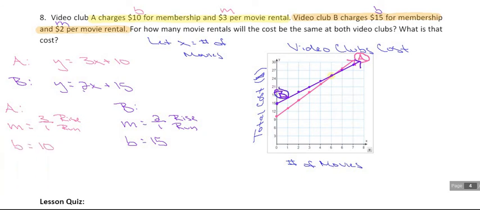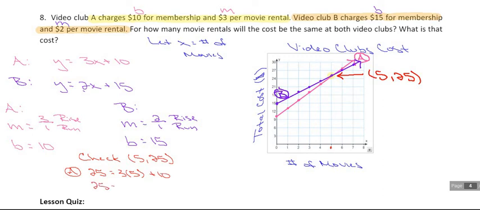All right, so we think that x of 5, y of 25 is the solution here. So let's check that out. So let's check A. So y equals 3x plus 10, so 25 equals 3 times 5 plus 10. So 25 equals 15 plus 10. So yeah, 25 equals 25.